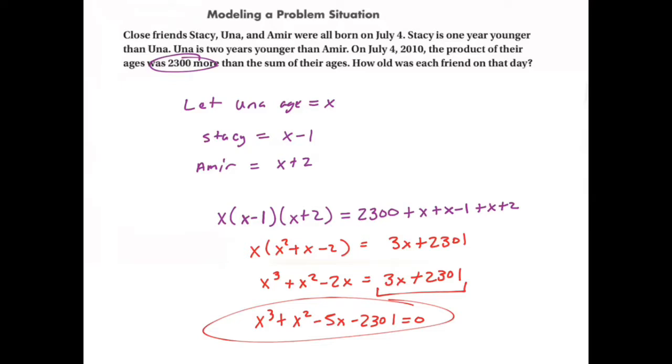And this you can do in your calculator if you want, but I already know what it is. I know that in this case, my 0 takes place at 13. So right now, I already know that in this case, Una is 13. Stacy in this case is 12, and therefore Amir is 15.